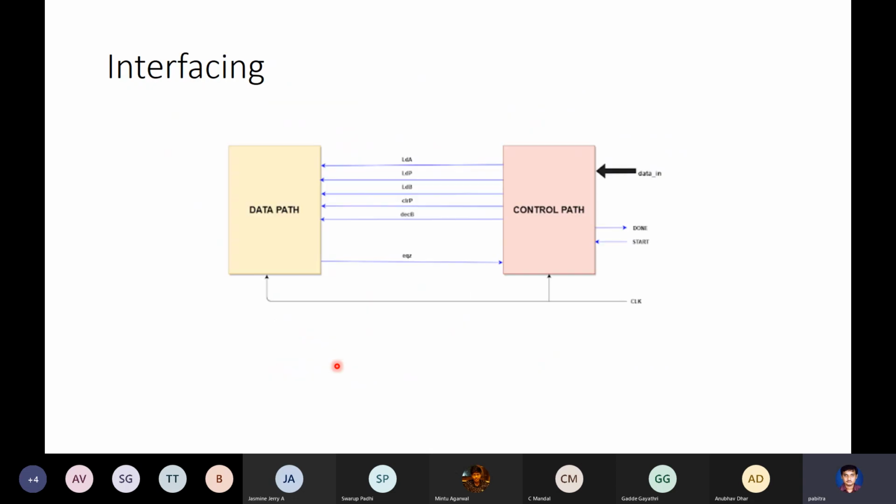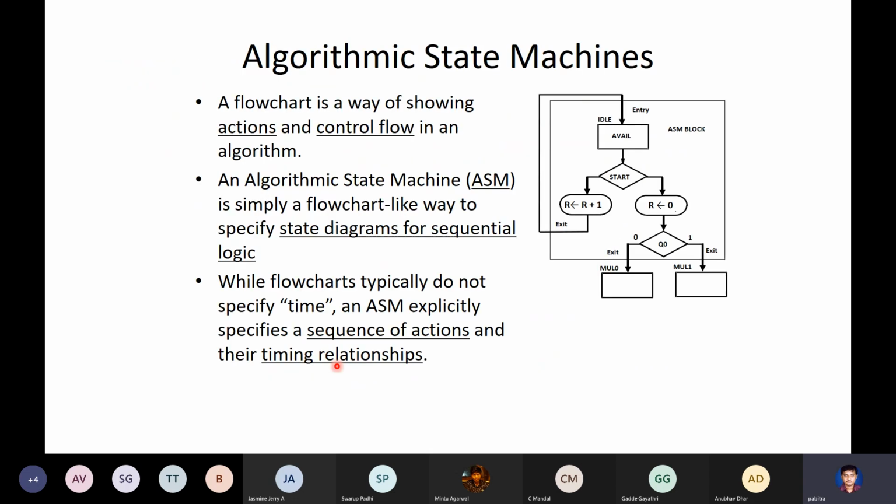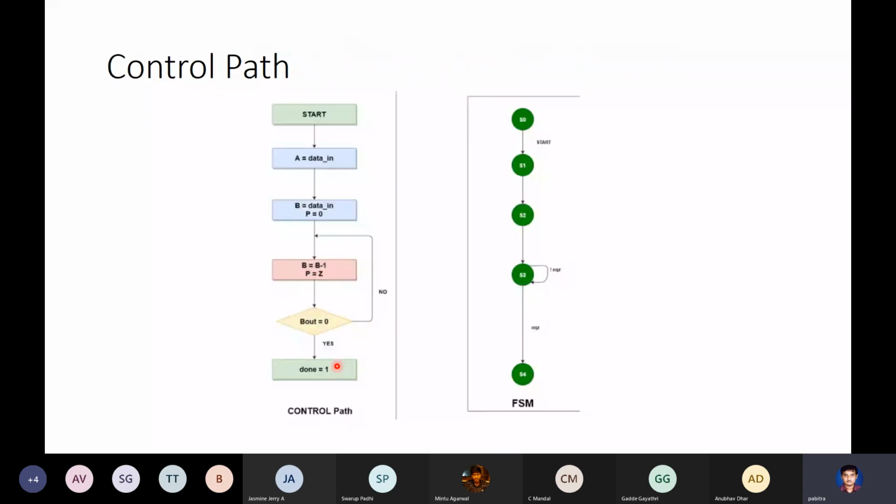Okay, so let us explain this algorithmic state machine or the ASM chart in more detail. Once you have the ASM chart, it's very easy to convert it to an FSM, and then you have to realize the FSM, which you have already discussed. So what the algorithmic state machine will do is that if you write down your computation as a flowchart, it's very easy to convert it to an ASM.